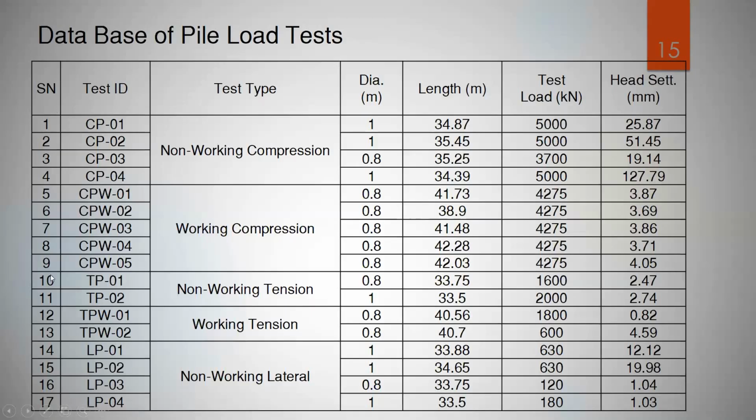Here we have a database of 17 pile tests. We have 4 non-working compression, 5 working compression, 2 non-working tension, 2 working tension, and 4 non-working lateral. The diameter is 0.8 and 1 meters, and the length ranges from 33 to 42 meters. Non-working compression and non-working tension are loaded to 200% of working load, and working tension and working compression are loaded to 150% of working load, while the non-working lateral is loaded up to 700% of working load.